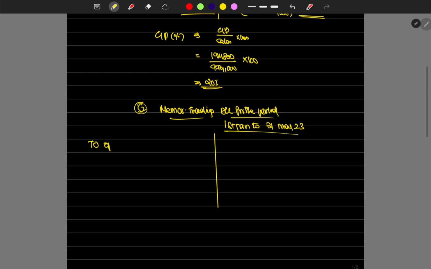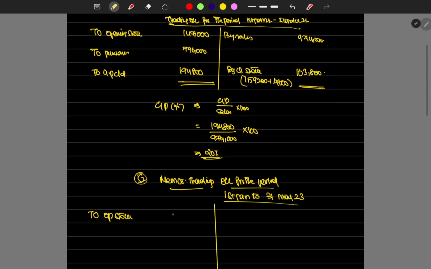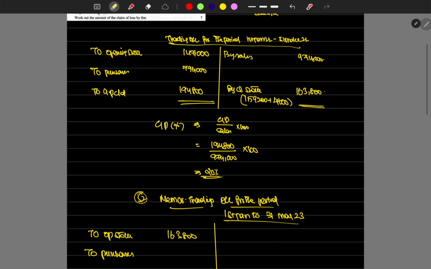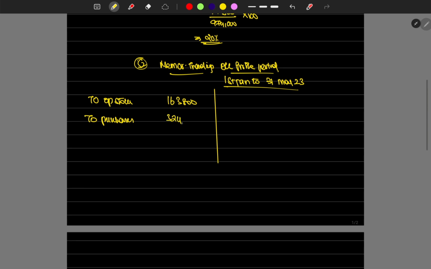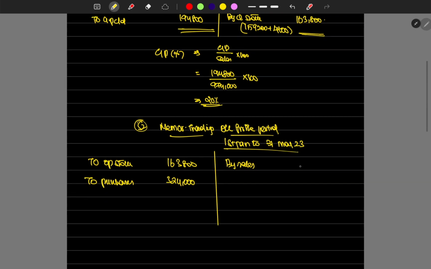We have an opening stock, which is how much? Opening stock is 1,63,800. What's the purchases we have done? Purchases is 3,24,000. Okay, what's the sale value? Sales is 4,62,400. Right, we have to find out the closing stock on the date of fire and gross profit.